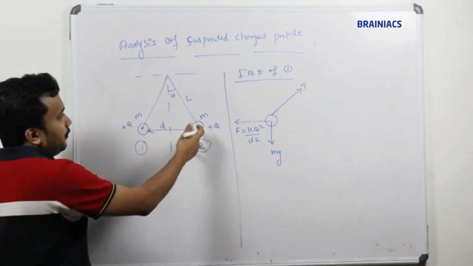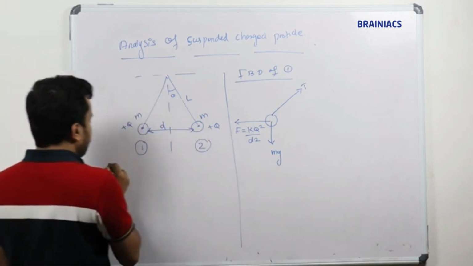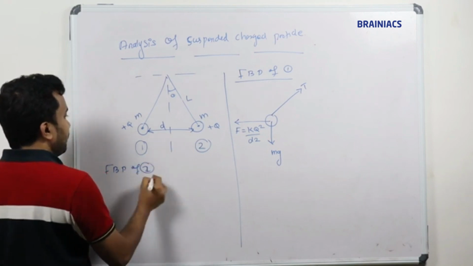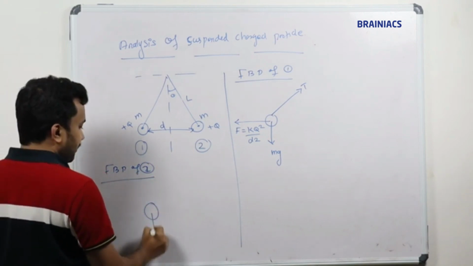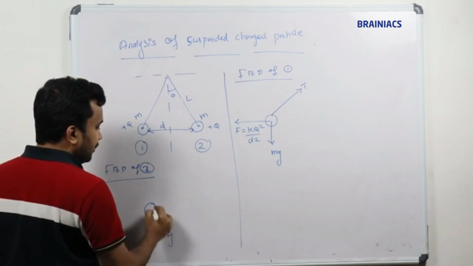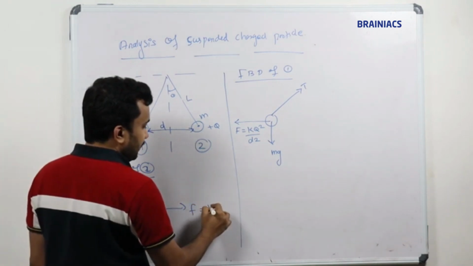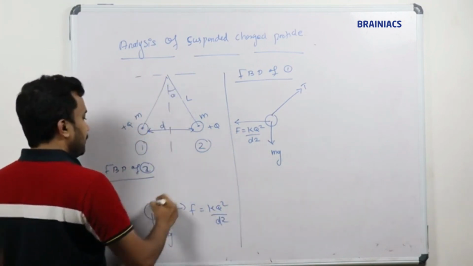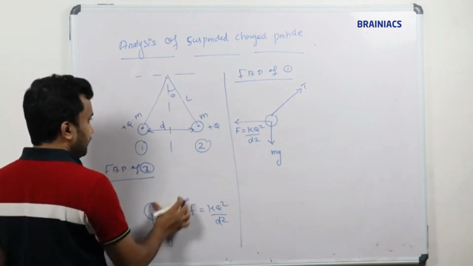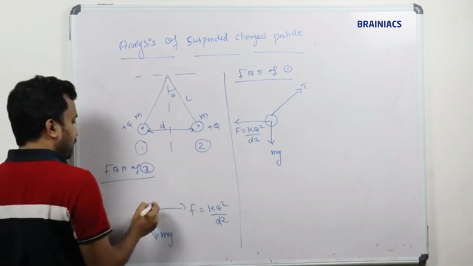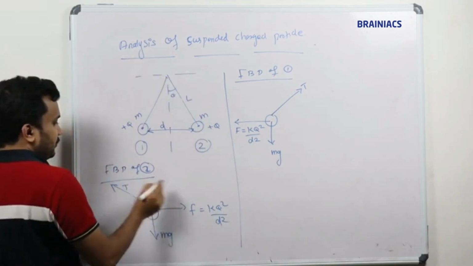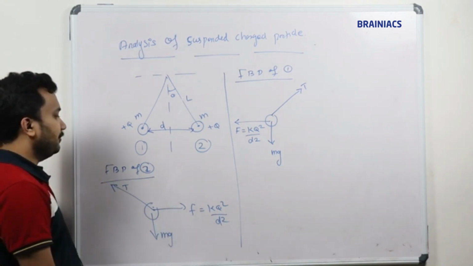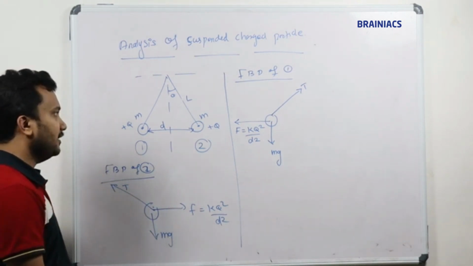Similarly, we can draw the free body diagram of the second body also. So I am drawing the second body. The free body diagram of this second body: a force mg will also act, a force k q square divided by d square will also act, and tension is in this direction. This is the second body, so tension is in this direction. So two things will be here. Based on that you have to find out the force.